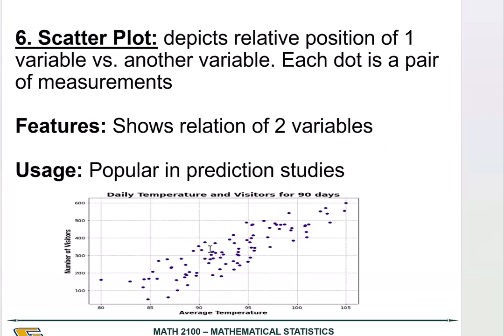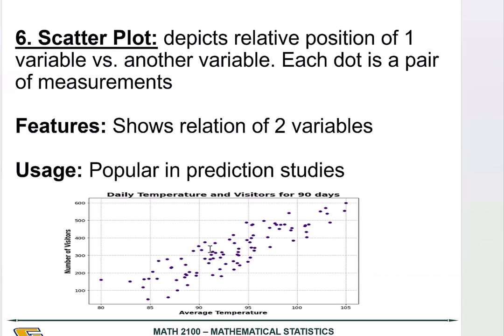Another effective tool is a scatter plot, where people look at the relative position of one variable compared to another, and each dot here is a pair of measurements. The feature here is to show the relation of two variables, and it's a very powerful kind of plot. In a lot of prediction studies, we need to look at this to see how things affect each other, or when you study the correlation between different factors.